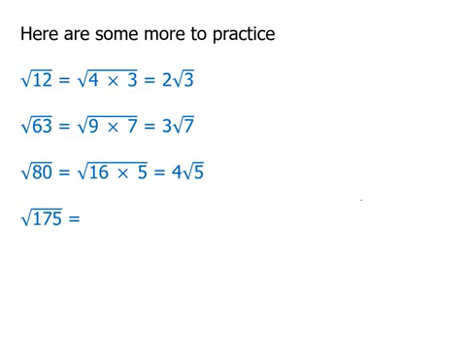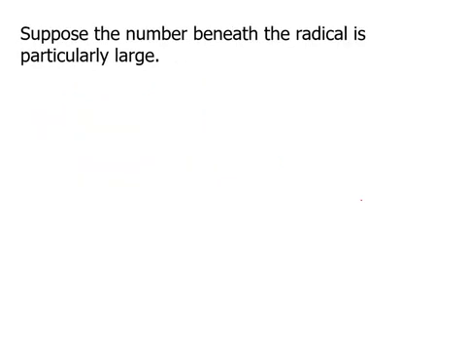And then 175, well, that is 7 times 25. So 25 times 7, take a square root of that, and what we get is 5 root 7. And those are all simplified roots. And so in the test, you'd never see square root of 175 listed as an answer choice. You'd see it listed as 5 root 7, the simplified form.